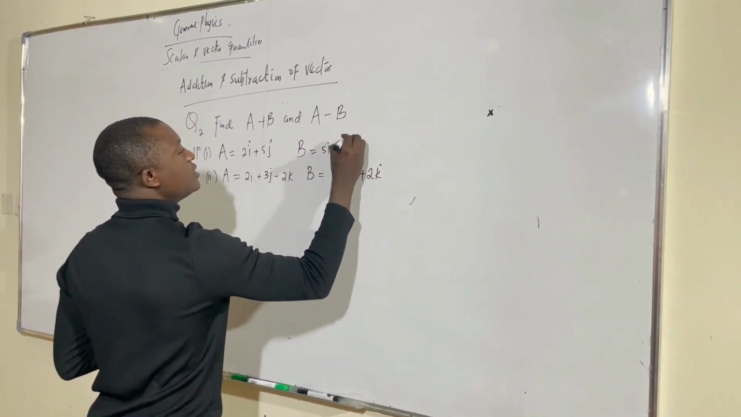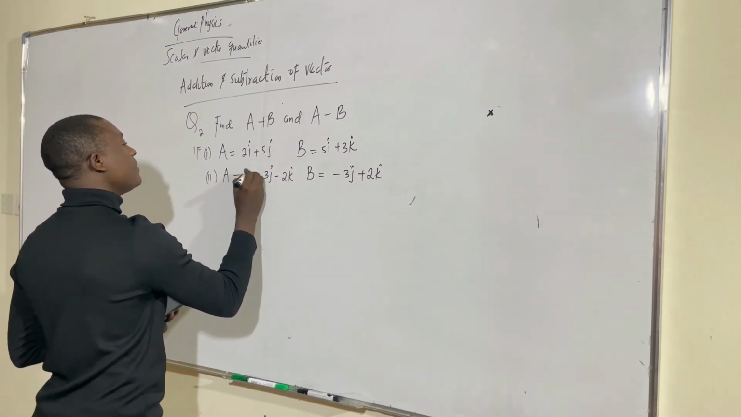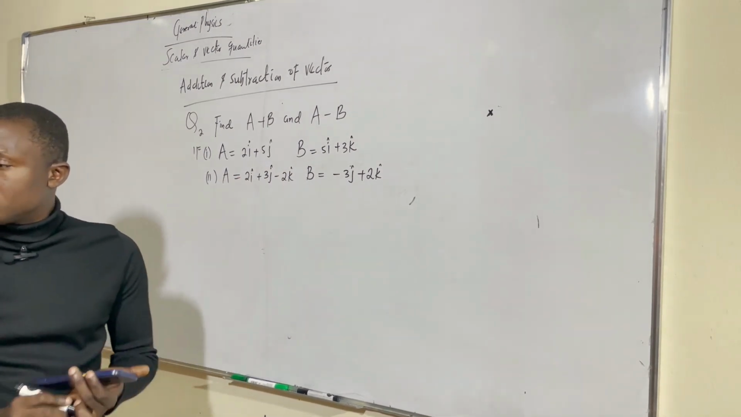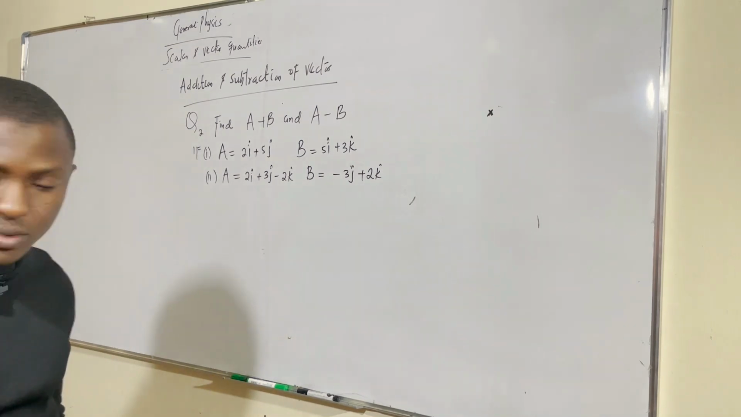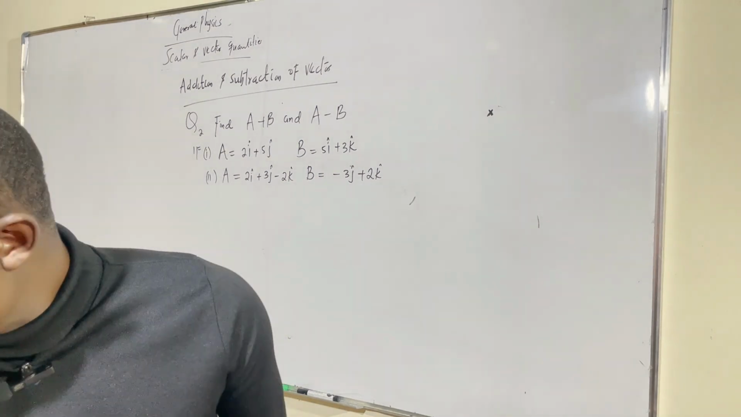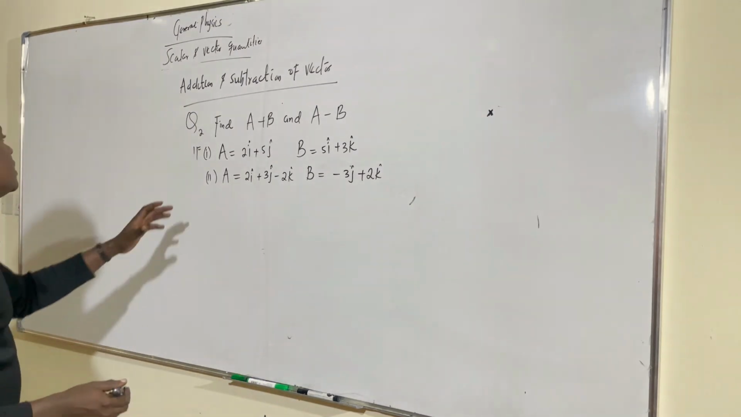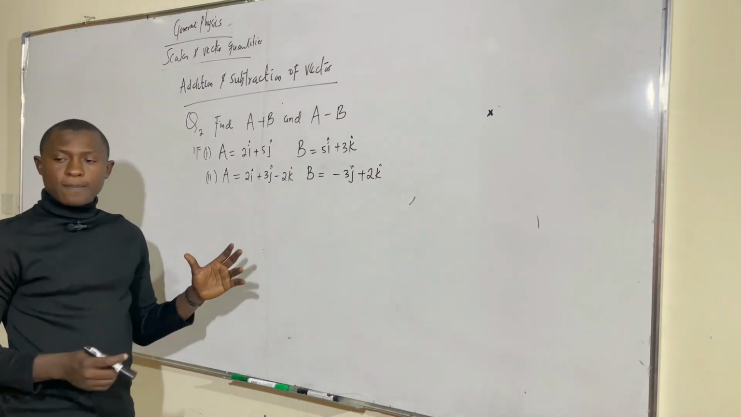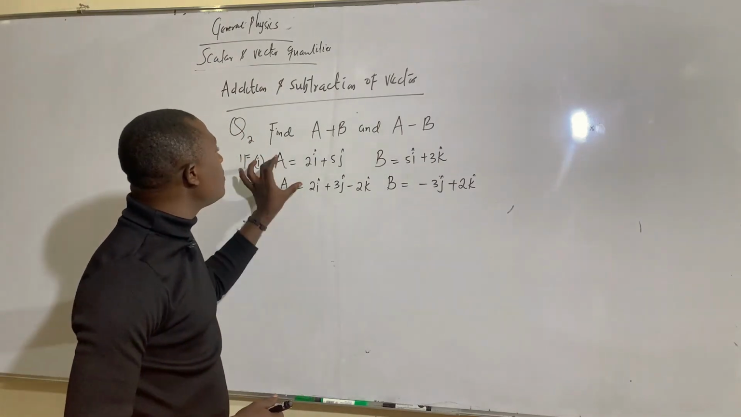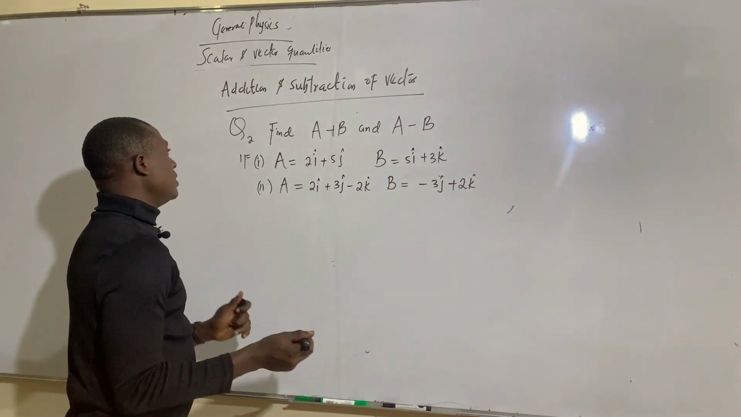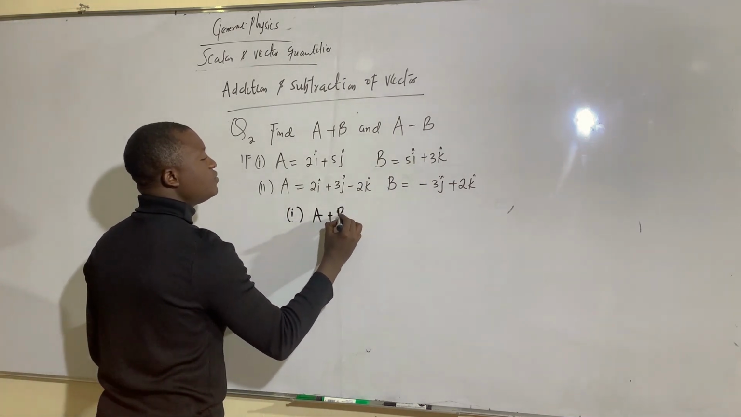So now, this is another example. Let's see how we're going to do this together. Okay. So now, look at this question. Find a plus b. At the same time, we have to find a minus b from these two sets of vectors. So let's look at the first one. We have to find a plus b, right?